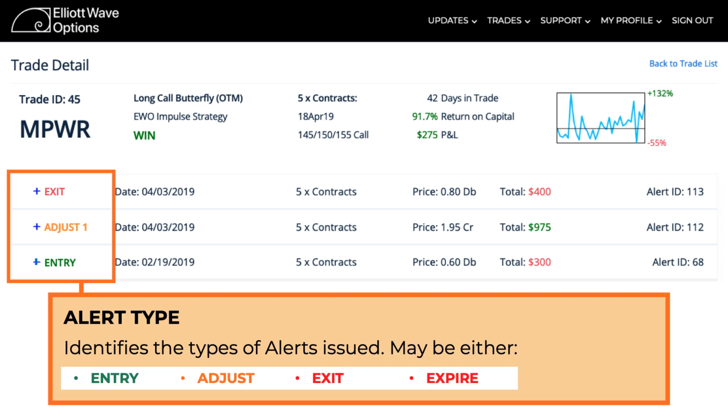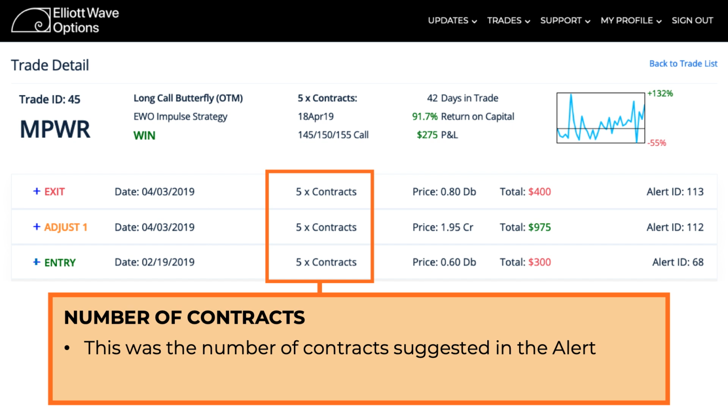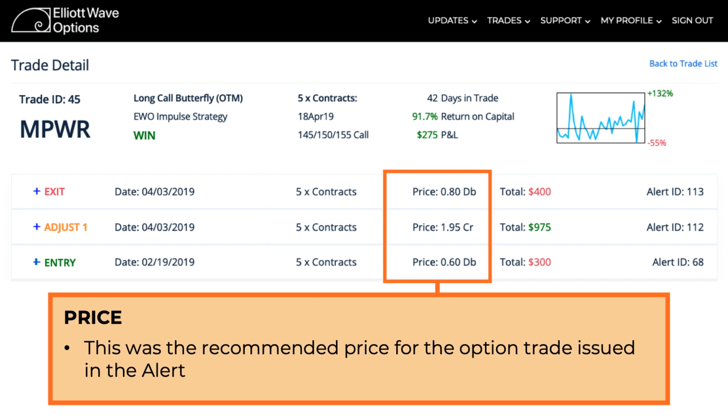They may be either the entry, adjustment, exit, or expiring. The alert date shows you the date in which the alert was entered, and the number of contracts is the number of contracts suggested in the alert. Remember, the number of contracts that we choose is determined by trying to stay within our roughly $500 of risk per alert. The price was the recommended price for the option trade issued in the alert.